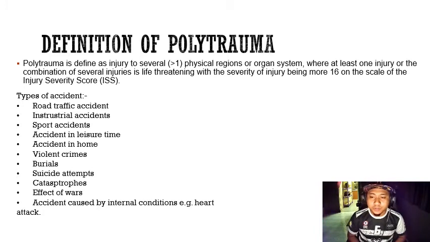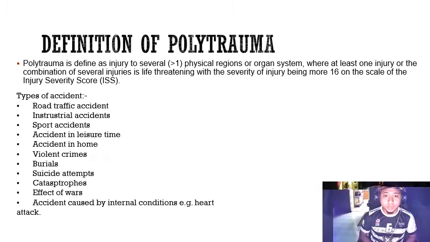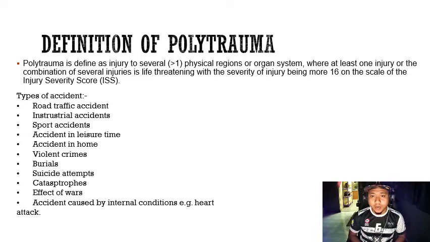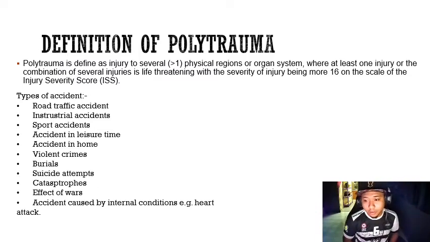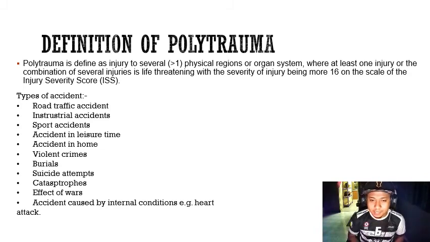Okay, I want to tell you the definition of polytrauma. Polytrauma is defined as injury to more than one physical region or organ system, where at least one injury or the combination of several injuries is life-threatening, with the severity of injury being more than 16 on the Injury Severity Score, or we call it ISS.